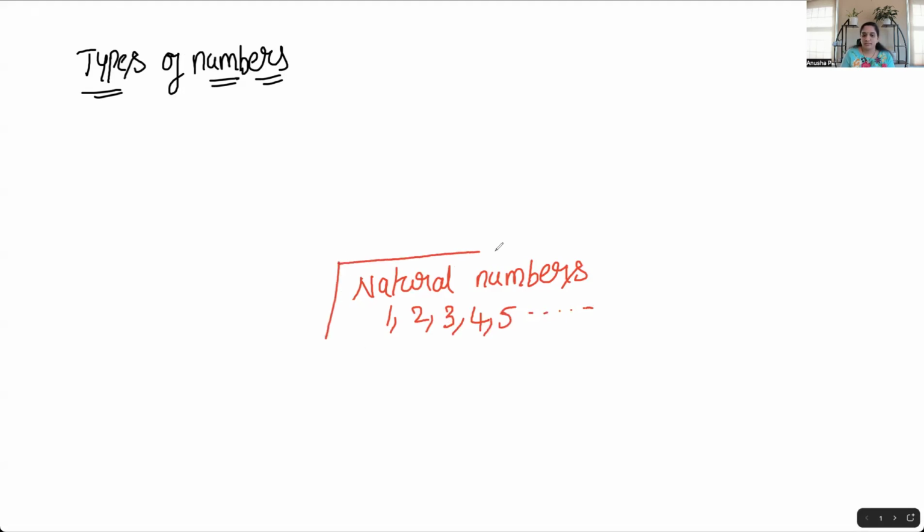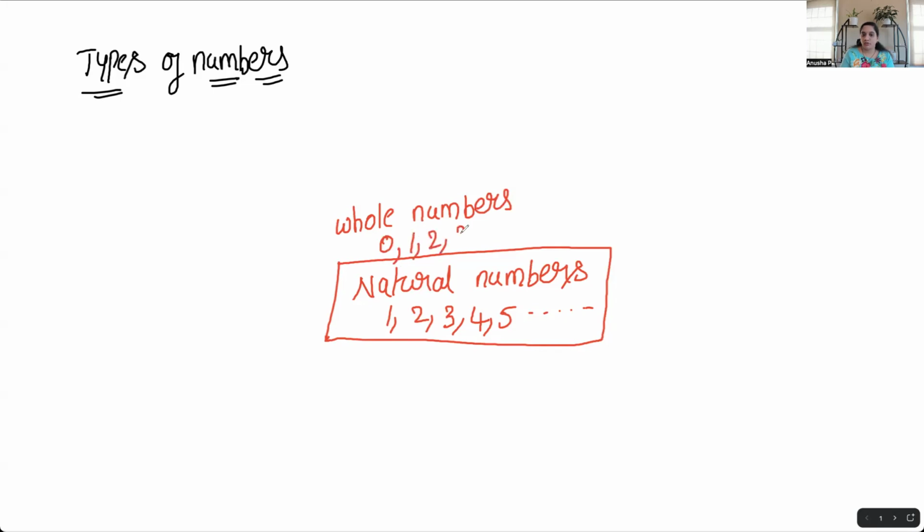The next one is called the whole numbers. Whole numbers are 0. The difference between natural numbers and the whole numbers is we are including 0 here. So 0, 1, 2, 3, 4, 5, and so on. So all the natural numbers are whole numbers, and along with that, in whole numbers, we are including 0.